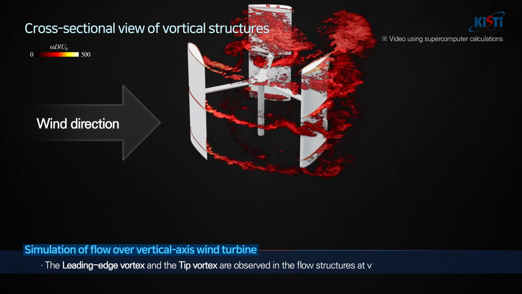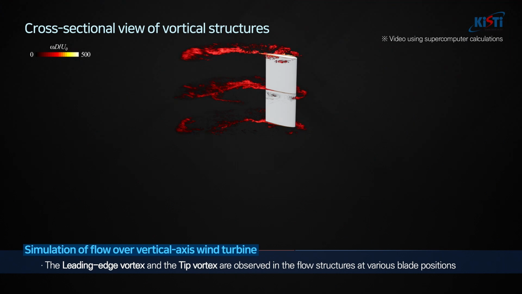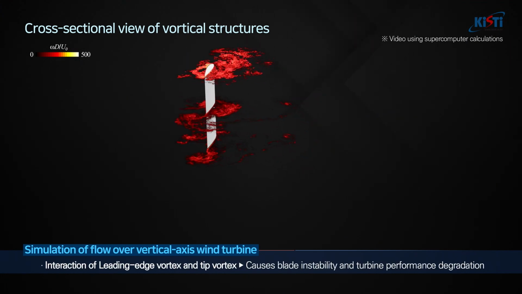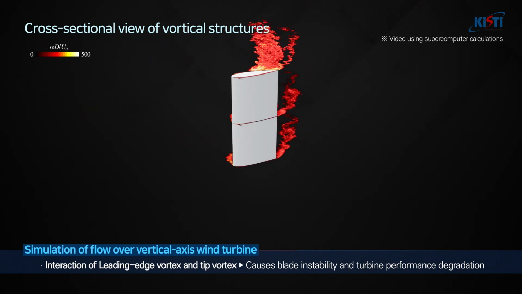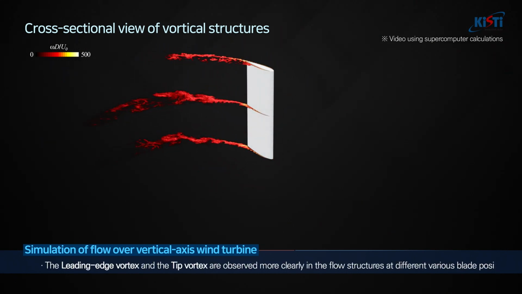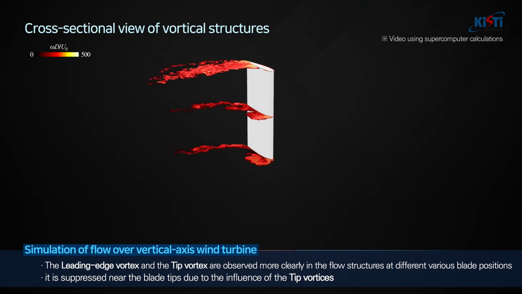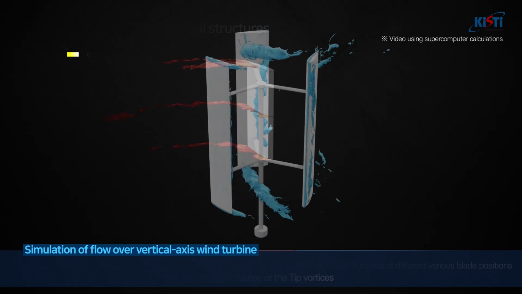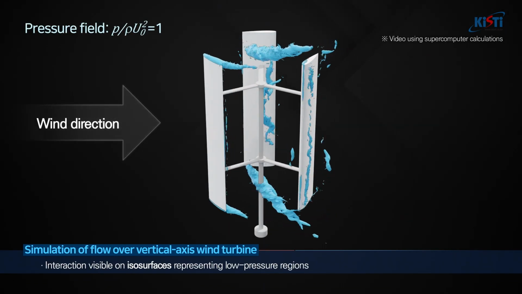The leading edge vortex and the tip vortex are observed more clearly in the flow structures at various blade positions. The generation and interaction of the leading edge vortex and the tip vortex can lead to blade instability and degrade turbine performance. Although the leading edge vortex generally appears along the blade, it is suppressed near the blade tips due to the influence of the tip vortices. This interaction is also visible on the isosurfaces that represent the regions of low pressure.